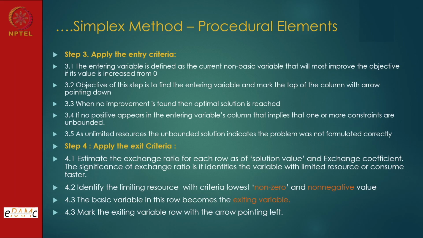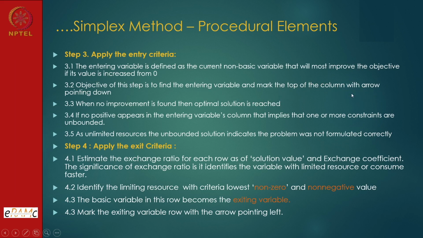The entering variable is defined as the current non-basic variable that will most improve the objective if its value is increased from 0. Again we will understand the definitions of non-basic variable and basic variable, but do not bother about that now. Presently it was 0. So, from 0 how much it will increase will show what the improvement in the objective function is. We are working on the entry criteria on the table. The objective of this step is to find the entering variable and mark the top of the entering variable.